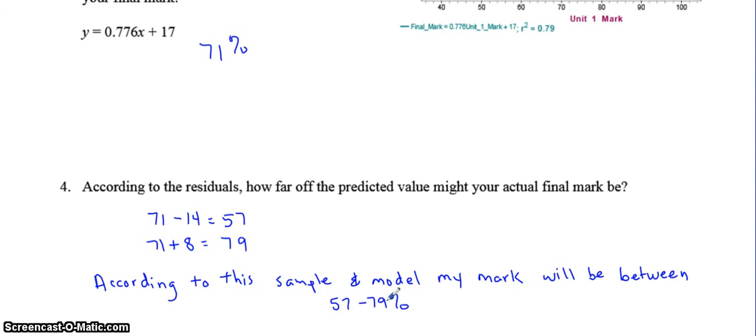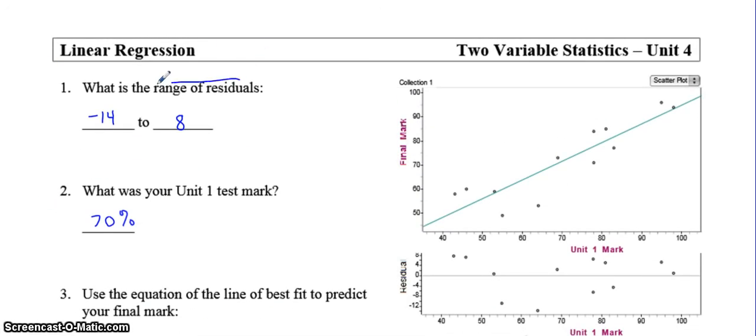So how big that range is helps to tell you how accurate this prediction is in finding your mark. 57 to 79 is a 22% mark difference. So that's quite a big range. So it gives you an idea of how accurate you think that this line of best fit is. So make sure you've put your predicted mark here and your predicted final mark here, and then subtracted 14 and added 8, and you get your range. This is called the range of residual, or residual range.